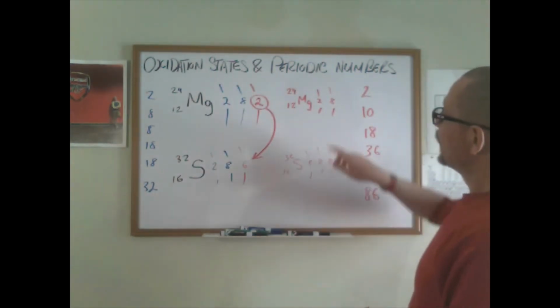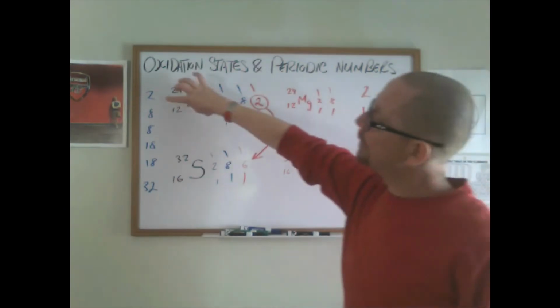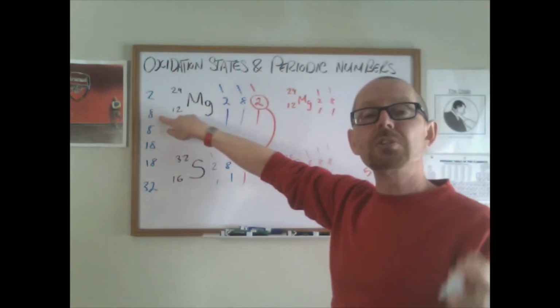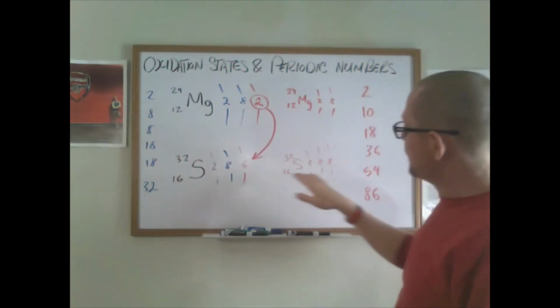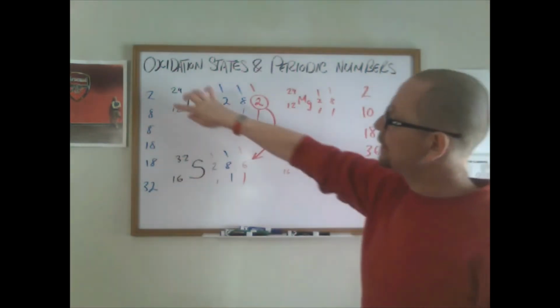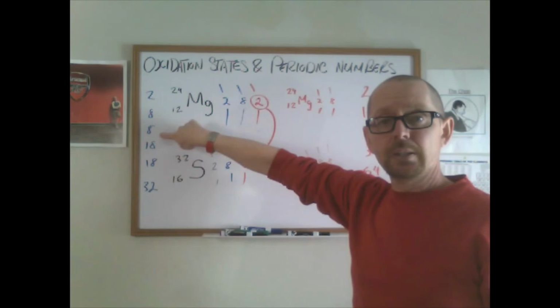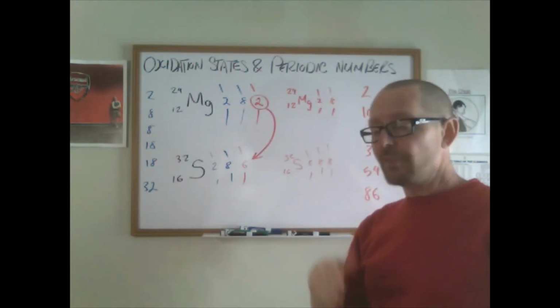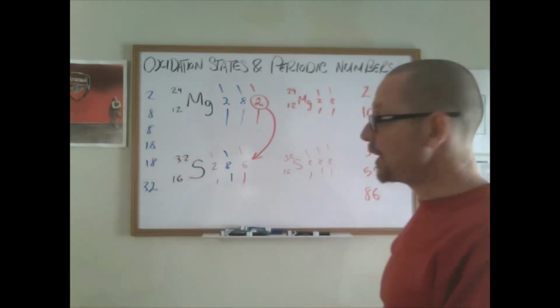Take a look at that. Magnesium, 2, 8, 2, 8. Those are my periodic numbers. Those are my numbers of stability. Take a look at sulfur, 2, 8, 8, 2, 8, 8. Again, the periodic numbers of the noble gases, the very stable elements. But let's just count up.